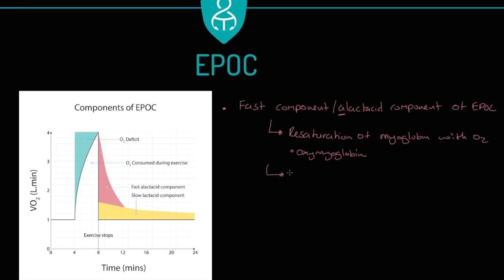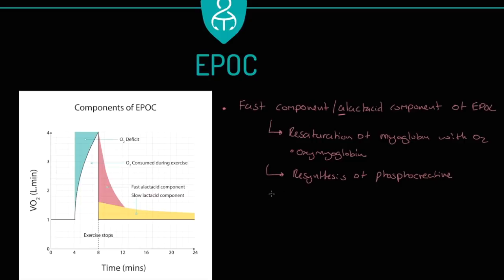Now, we have other processes happening in this fast component. We also have the resynthesis of phosphocreatine. You may want to reflect that the last time you studied the ATP-PC system, there was a creatine and a phosphagen knocking about uncoupled within the sarcoplasm. Within this alactacid component of EPOC, we resynthesize that phosphagen and creatine back together, and that becomes our 10-second store of explosive energy within the sarcoplasm of the muscle cell.